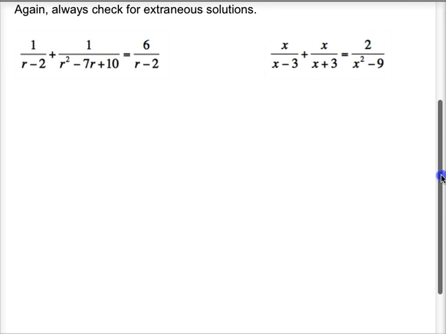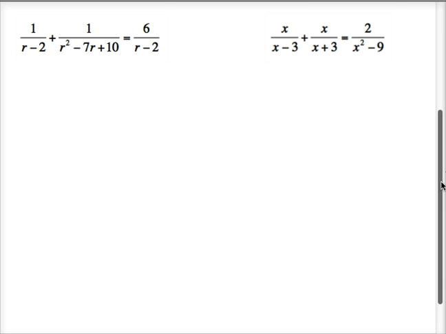So what I mean by that is look at these examples. Both of these examples have a quadratic that can factor. What I mean by that is this piece right here, this is r minus 2 times r minus 5. Okay, so I'm going to factor that piece just like that, because now I'm going to prevent myself from over multiplying, over canceling.